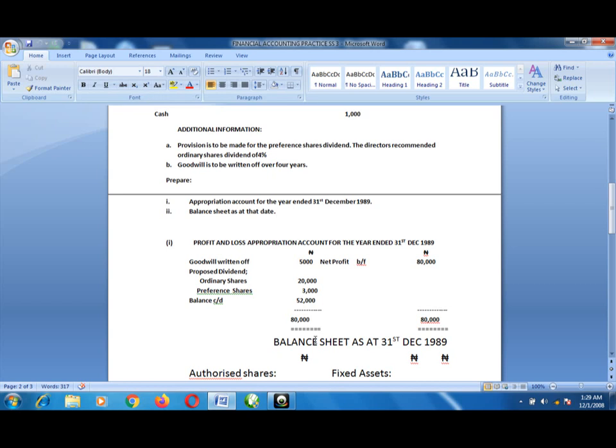And the next account you have to prepare, the balance sheet as at 31st December 1989. And before you write the heading of the account, the name of the owner of the account must first of all be written. That's you have K1 Limited, or K1 Limited, Manufacturer of Sugar. You write the name before you write the balance sheet. As you are asked to prepare the profit and loss account, you first of all write the name of the owner of the company before you write the profit and loss account.